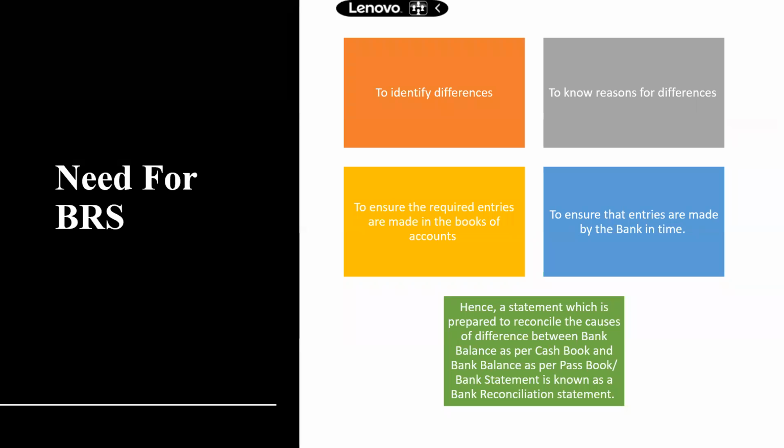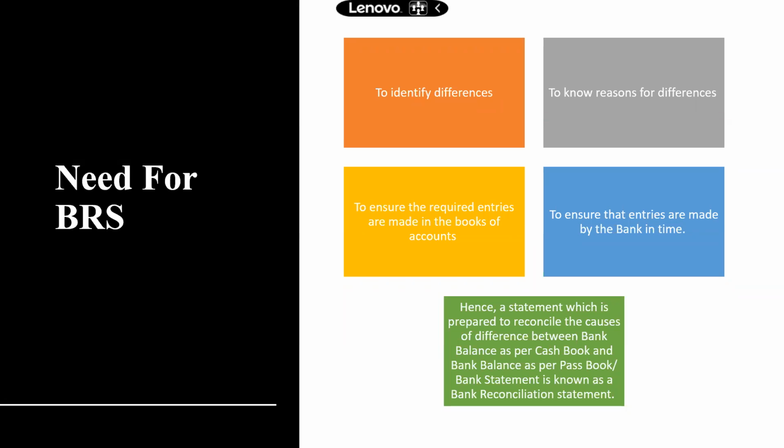So first, to know if there are any differences. Second important need is to know the reasons for differences. So why is there a difference? Okay, when I tried to check, I found out that there is a difference. But I should also know, why is this difference between my cash book and passbook? There shouldn't be any difference, but still it is there. So why? So I need to know the reasons. To know the reasons, I will have to prepare my BRS.